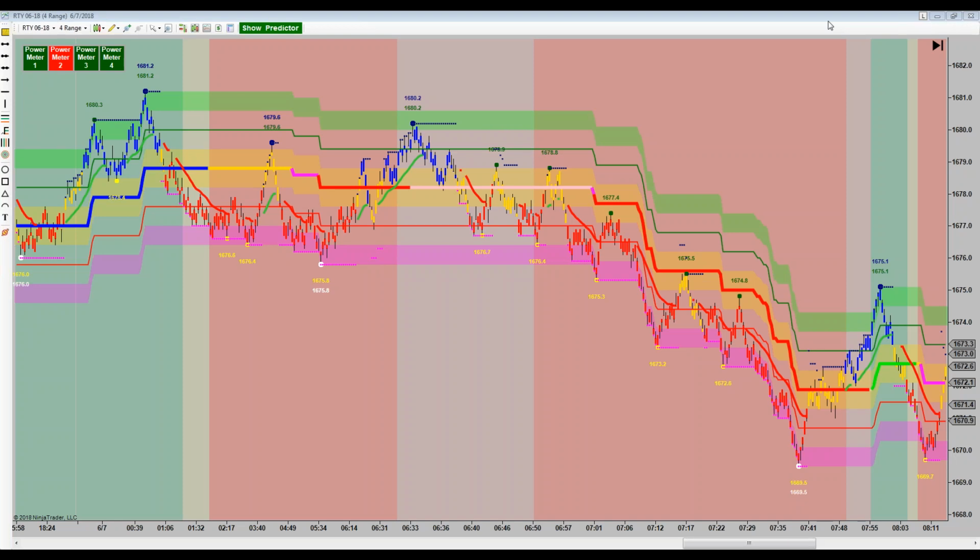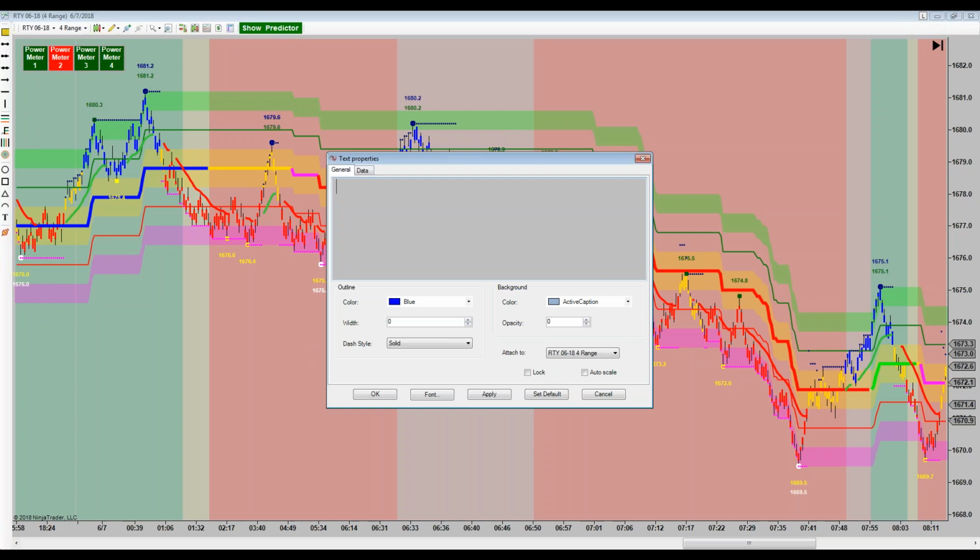Now, let's start off with something pretty simple. When we say scalp trading, what does that mean? Let's start off with the definition of scalp trading. Let's just put it right here on the chart. Somebody says to you, I was doing a lot of scalp trading this morning. What are they talking about? Scalp trading equals what?